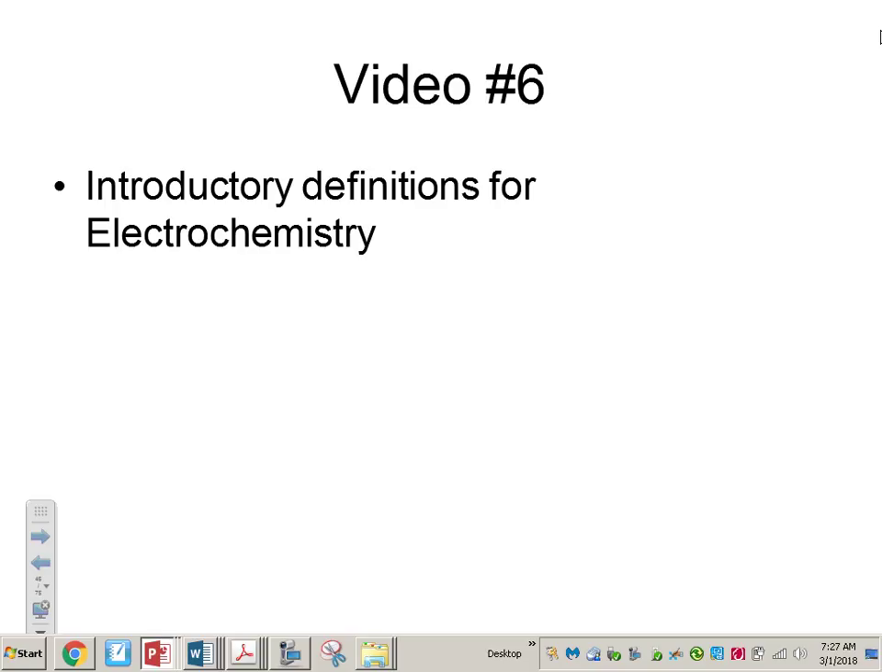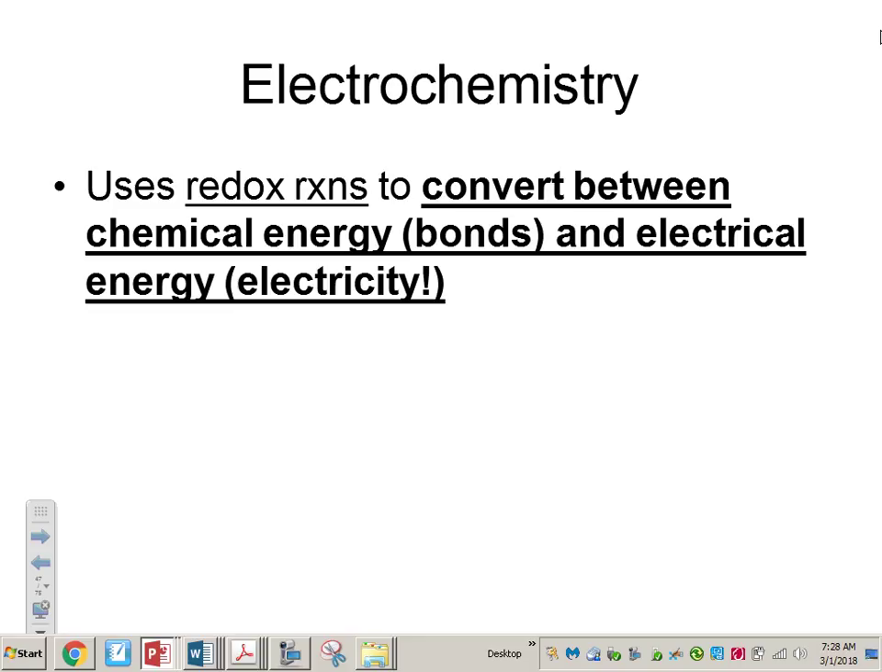So, introductory definitions for electrochemistry. First of all, what is electrochemistry? Let's start there. Electrochemistry is a branch of chemistry, or processes, that use redox reactions. That's why they're tied together, because we have to have a redox reaction that converts between chemical energy and electrical energy. It's basically taking the chemical energy from bonds, from having atoms bonded to one another, and turning that into electricity. Electrochemistry sounds like electricity, and it's all based on electrons.